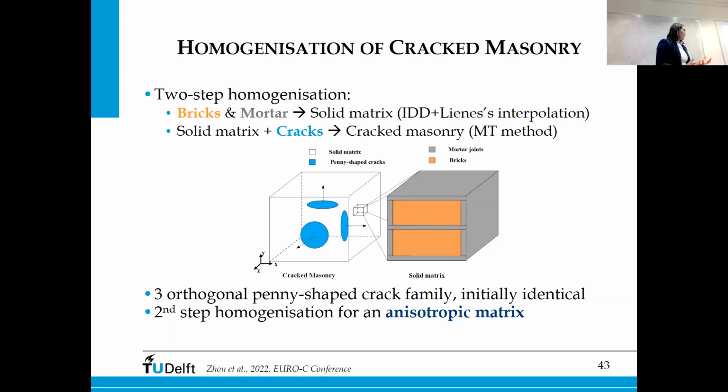We assume that there are only three families of cracks that are penny-shaped and that they are orthogonal between them. This is quite reasonable considering that in masonry cracks will be more or less aligned with the direction of the joint. So with respect to other materials like rock and concrete, where maybe a random distribution of cracks would be more appropriate, in masonry this is quite nice, and the fact that you have only few crack families makes things of course much simpler.